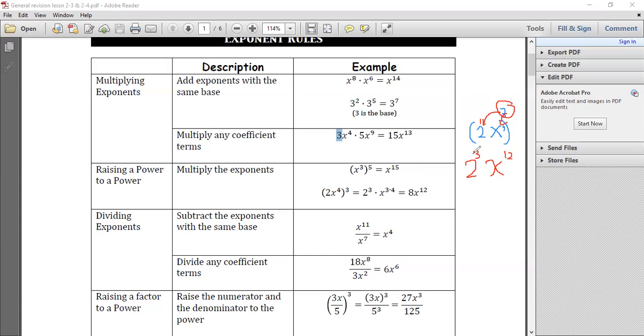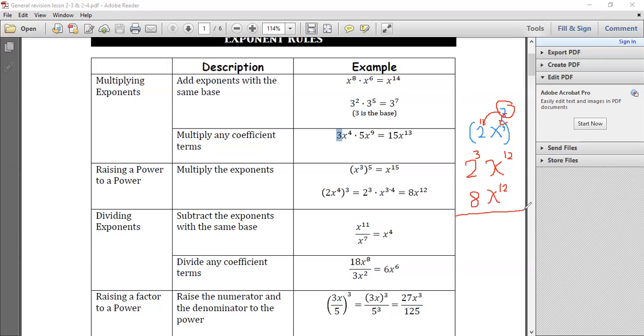Now we have 2 to the power of 3. We are going to expand this number. 2 to the power of 3 means 2 times 2 times 2. So it will be 8x to the power of 12. Okay? Do you want another question?